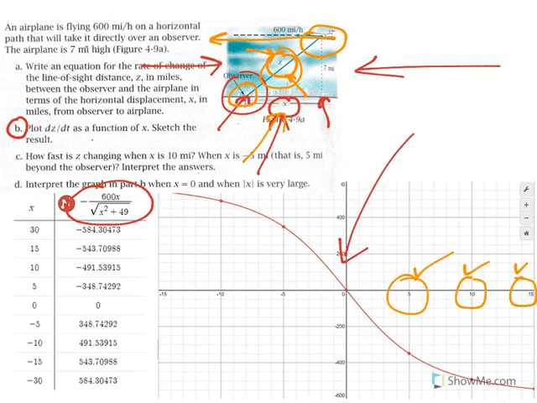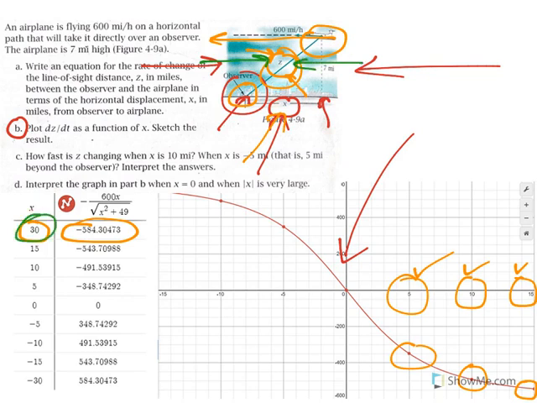And you can see that the dz/dt values are negative because the distance z between the observer and the plane would be decreasing as the plane flies. And that's what we observe here. So when the plane is 30 miles away from the observer horizontally, the rate of change of the line of sight distance between the observer and the plane is about negative 584 miles per hour. That's how fast that distance z is decreasing at that particular instant in time when the plane is 30 miles away from the observer horizontally.